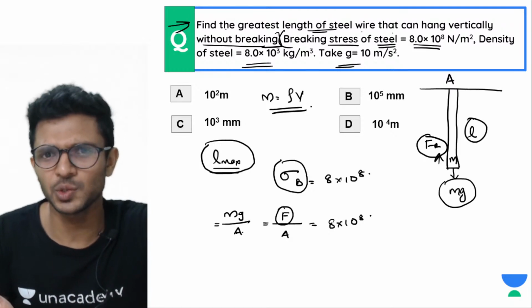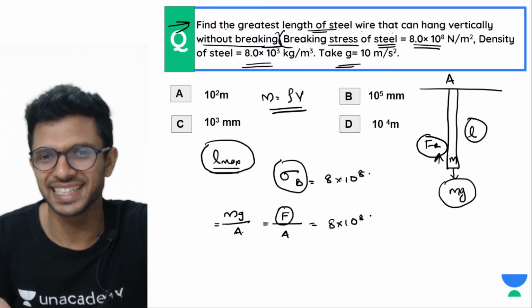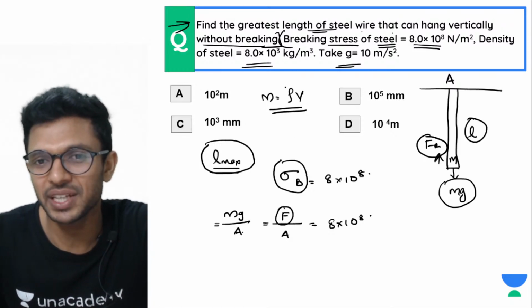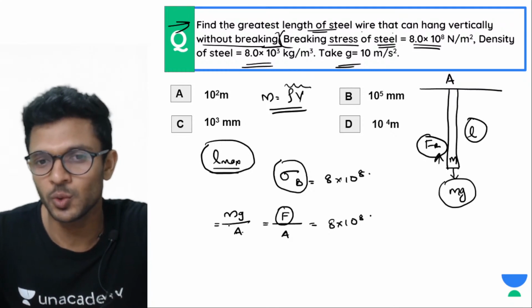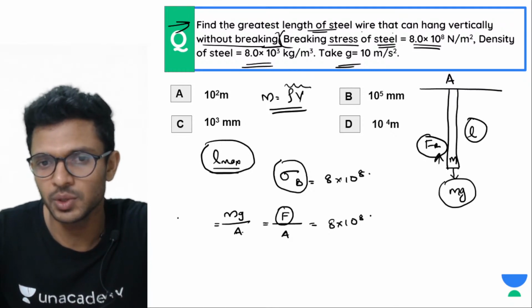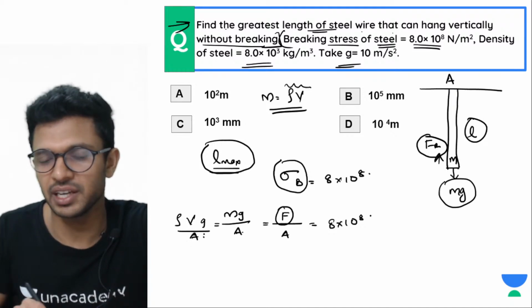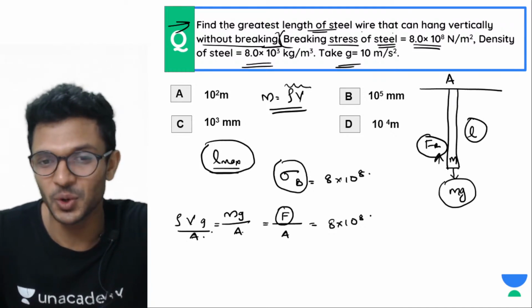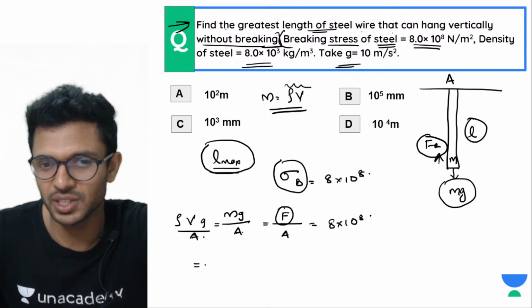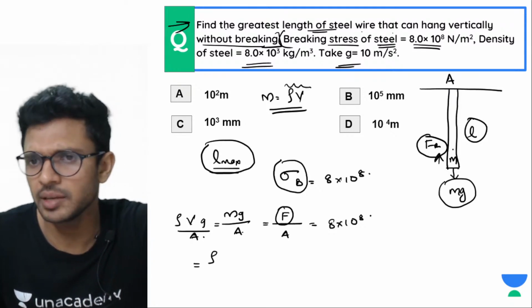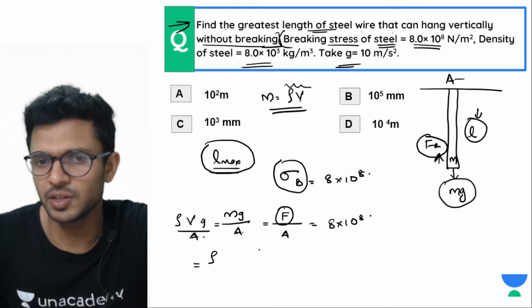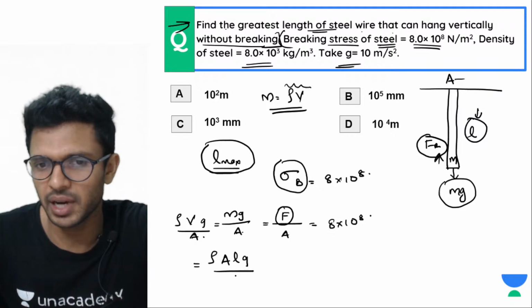Is there anyone who doesn't know? Everyone knows, isn't it? Yes. So the formula for mass is density into volume. Children, substitute that. Mass is equal to density into volume into g, the whole divided by A. I'm going to go with that equation series, though it is not supposed to be written as such. So what is density? Rho itself. Volume of this wire, how will you write? If area is given, length is given, volume is area into length, into g, the whole divided by area.